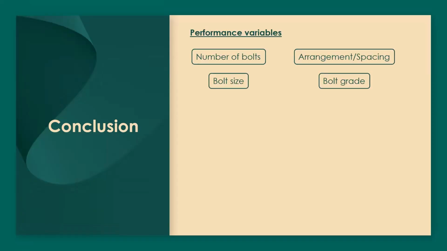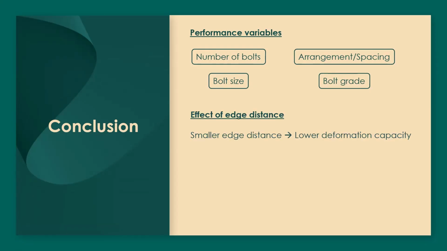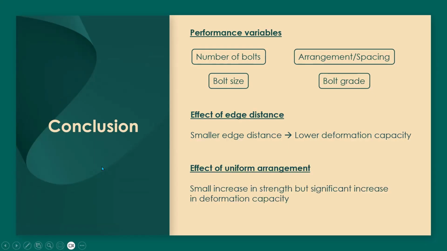In conclusion, there are a number of variables that affect the performance of a bolted connection, including the number of bolts, the bolt size, the bolt grade, and as we tested, the arrangement or spacing. We found that the smaller the edge distance, the lower the deformation capacity. And we also found that a uniform arrangement results in a small increase in strength, but a significant increase in deformation capacity. That's all I have.